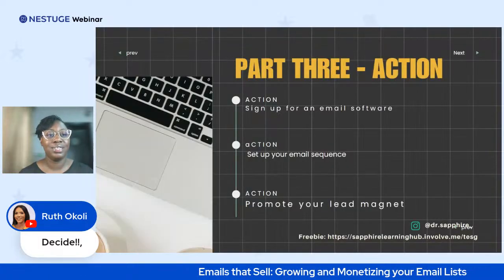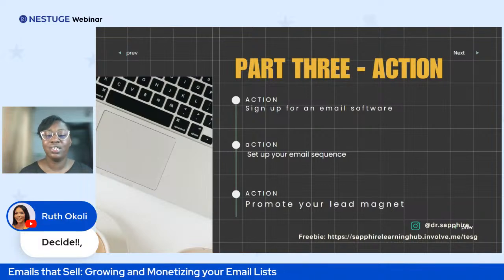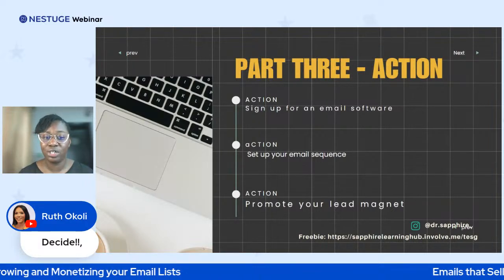Now, let's look at part 3. You can see that this is very actionable step by step. When it comes to part 3, it's action. Can somebody say action in the chat?